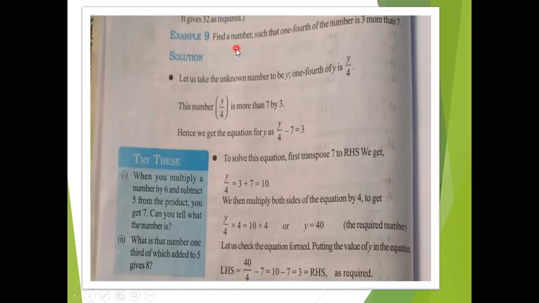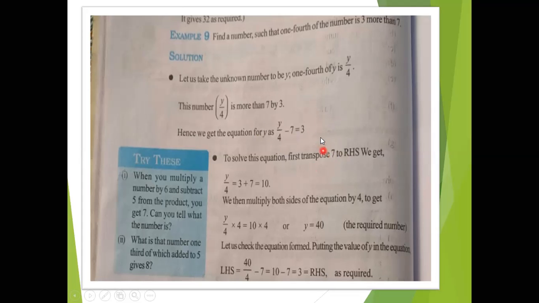Next, one more example they have given. Find the number such that 1/4 of a number is 7 less than 3. So you have to take this as an unknown number y, and 1/4 of y means y by 4. And this number is 7 less than 3, so less than means minus. Y by 4 minus 7 equals 3. You will get the equation.